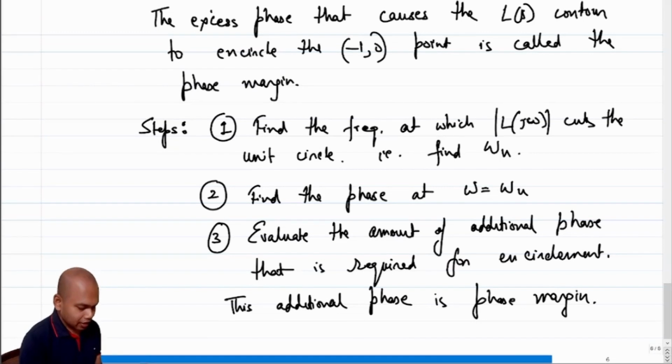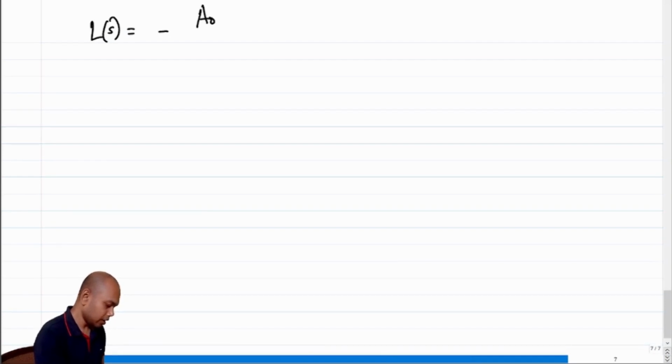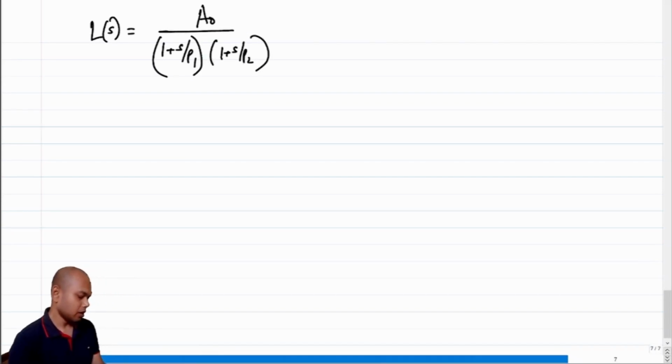Okay. So again, it's better shown with an example than writing it in words. So let's do that, and that will help us in our understanding, right? So let's do the same second order transfer function in terms of the Bode plot. In terms of Bode plot, let's say L of S is A0 by 1 plus S by P1 times 1 plus S by P2.